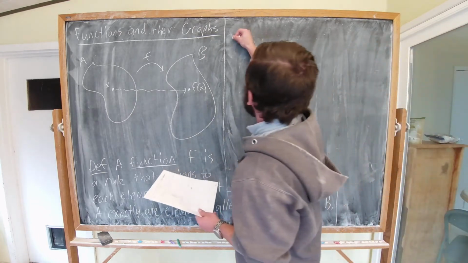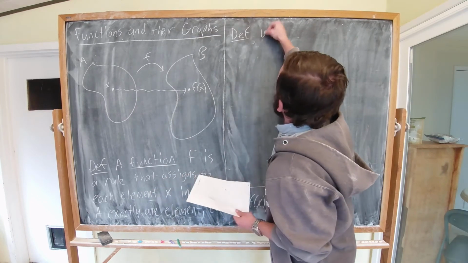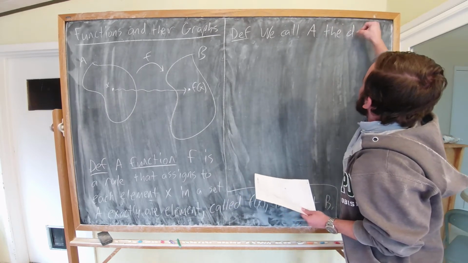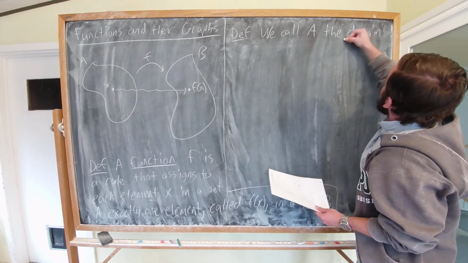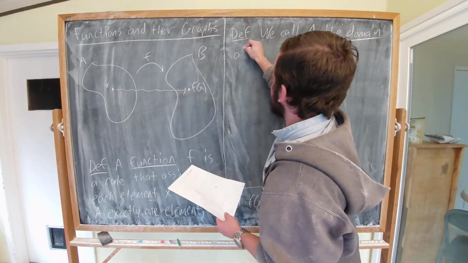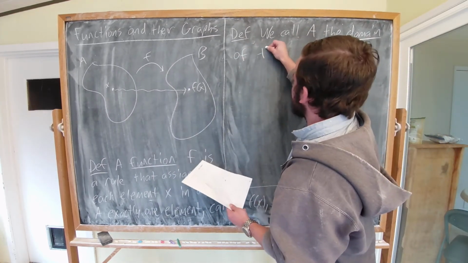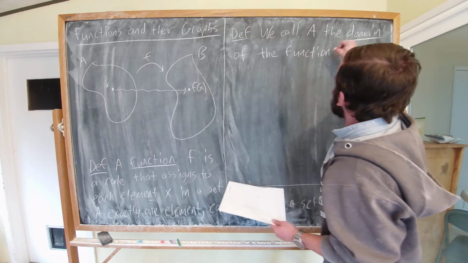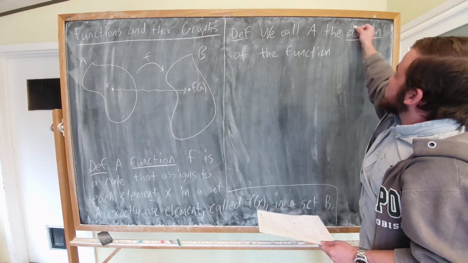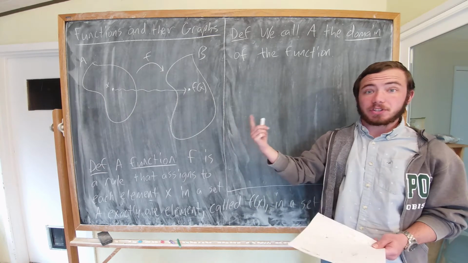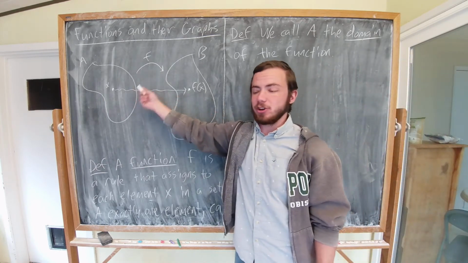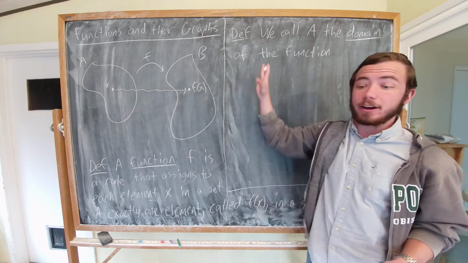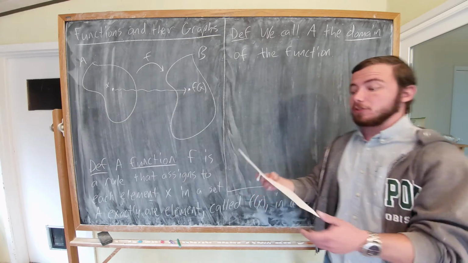We call A the domain of the function. The domain of a function is essentially the set of all inputs to the function, and that's what's demonstrated by the picture here. B is called the codomain, but we don't often care about the entire codomain. What we care about is something called the range.